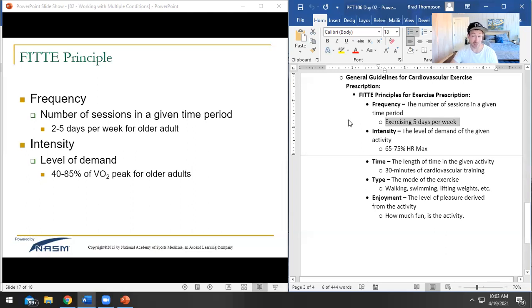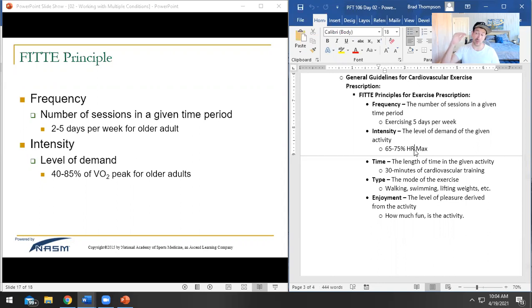2 if you're getting like 60-minute sessions in, 5 if you're getting 30-minute sessions in. Again, it's going to get us close to that 150-minute mark. You actually need about 75 minutes for the record if you're only doing 2 days per week, but there it is. Intensity, which is going to be sort of inversely related with our frequency, right?